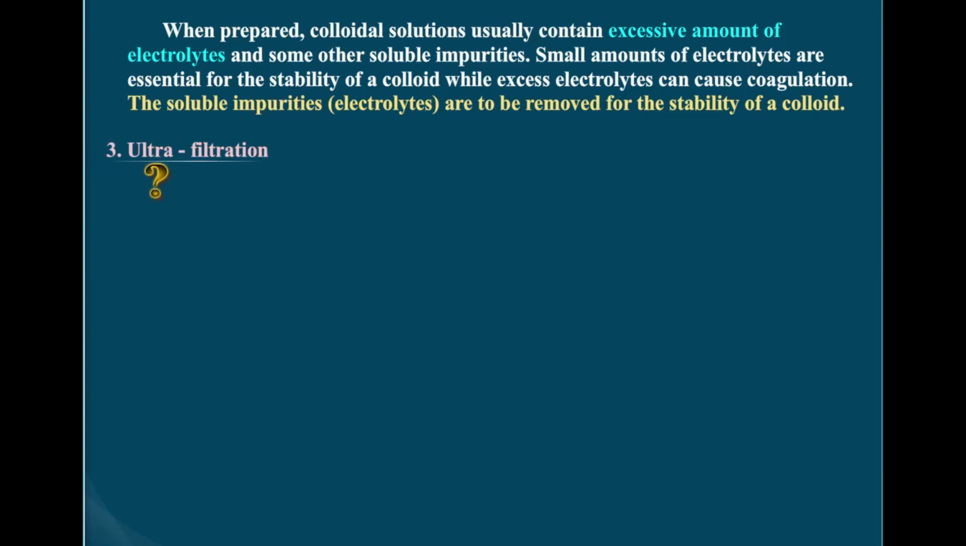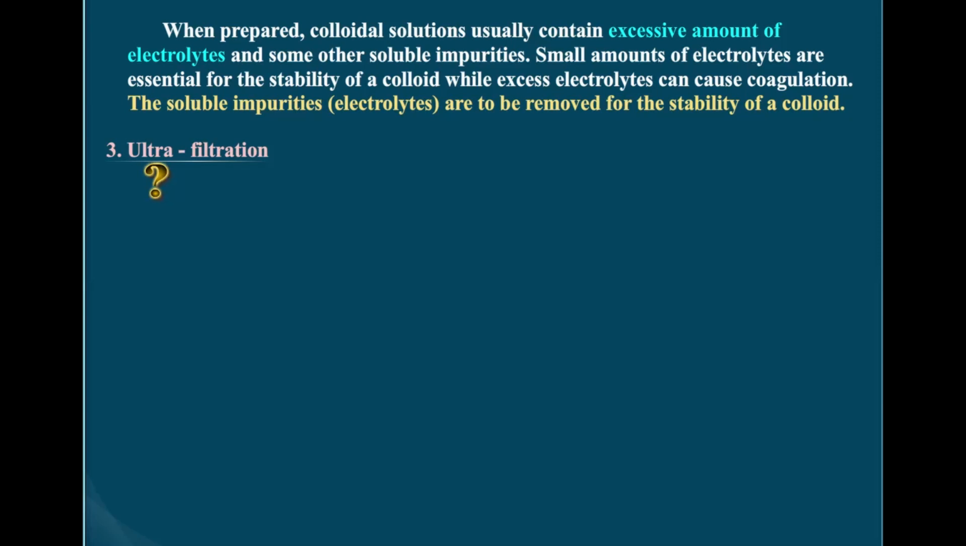The third one is ultrafiltration. Ultrafiltration is the process of separating the colloidal particles from the solvent and soluble solutes present in the colloidal solution by specially prepared filters, which are permeable to all substances except colloidal particles. That is, with these specially made filters, the colloidal particles cannot pass through the filter paper.